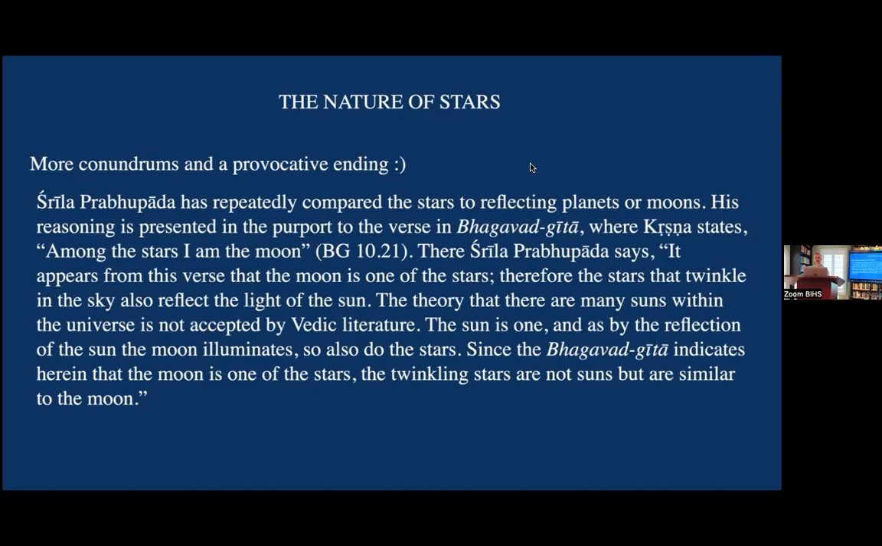The theory that there are many suns within the universe is not accepted by Vedic literature. The sun is one, and as by the reflection of the sun the moon illuminates, so also do the stars. Since the Gita indicates herein that the moon is one of the stars, the twinkling stars are not suns, but are similar to the moon."